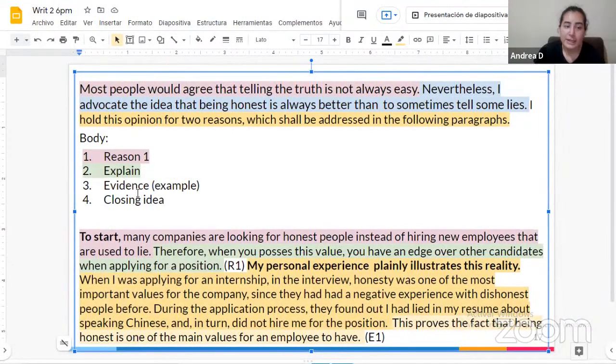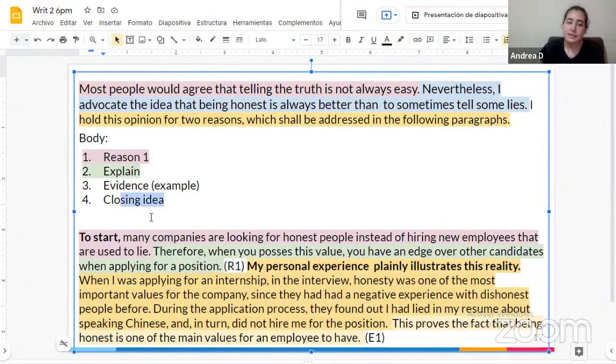Okay, that's great. And then the last sentence is just going to be a closing idea, which can be something like Luciana said, right? This proves the fact that being honest is one of the main values for an employee to have when seeking a job opportunity. So you just tell me how this example proves your point or demonstrates your point. So you could say, this shows, this demonstrates, this proves, or this is a clear or a glaring example of. So something like that, that summarizes the whole thing that you've said in your paragraph.